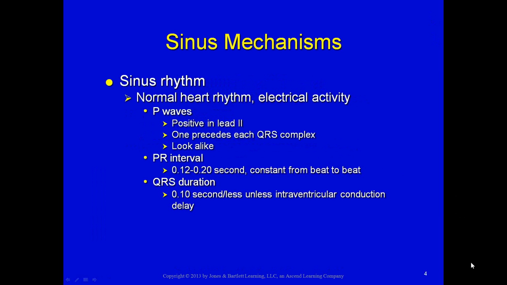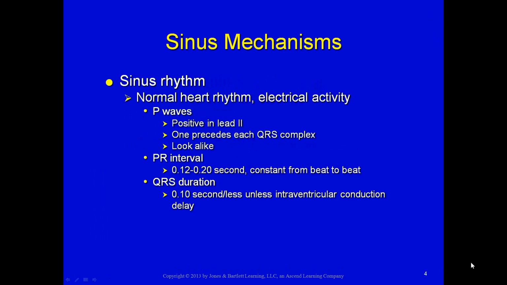But in lead 2, the P waves are upright and positive. There's one for every QRS complex. They all look alike because they're coming from the same spot or focus. The PR interval, as I mentioned, should be between 0.12 and 0.2 seconds, and it should be the same from beat to beat. The QRS complex should be less than, they say, 0.10 seconds, but I don't know how you split one of those little tiny boxes into fifths. So most people will agree that if the QRS is less than 0.12 seconds or less than 3 small squares, then that's a normal width for that QRS complex.